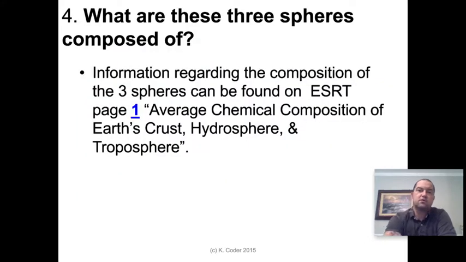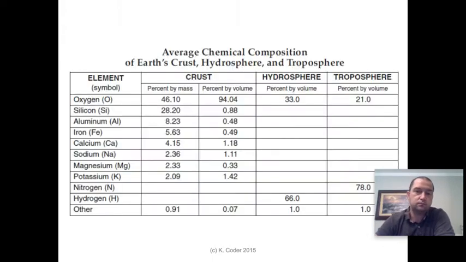So information regarding the composition of the 3 spheres can also be found on ESRT page 1: the average chemical composition of Earth's crust, hydrosphere, and troposphere. Here we see the chart that's on page 1 of the Earth Science reference tables. Again, that's located in the resources tab on your page in the Google Classroom. If you have the opportunity, it might be worthwhile to print it until we can actually get you a copy in the school.